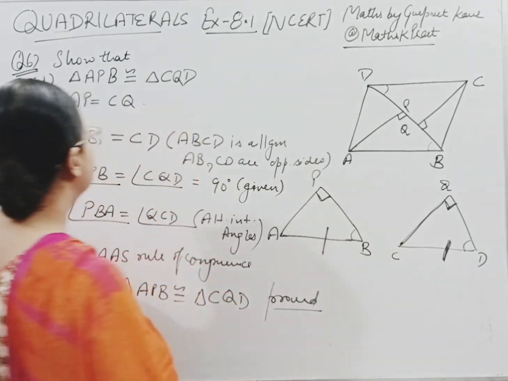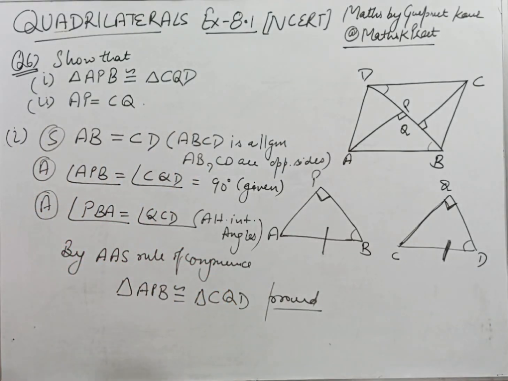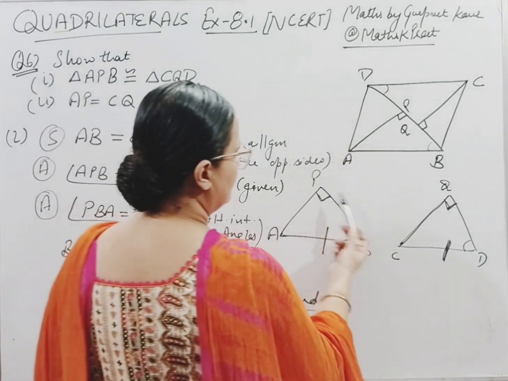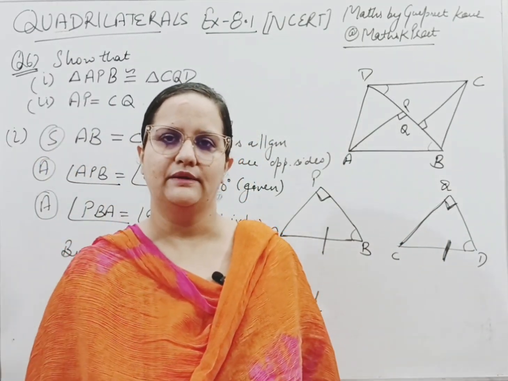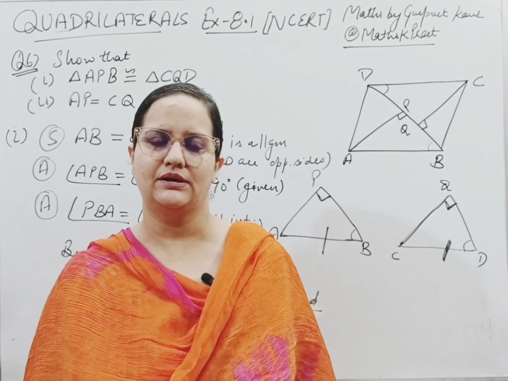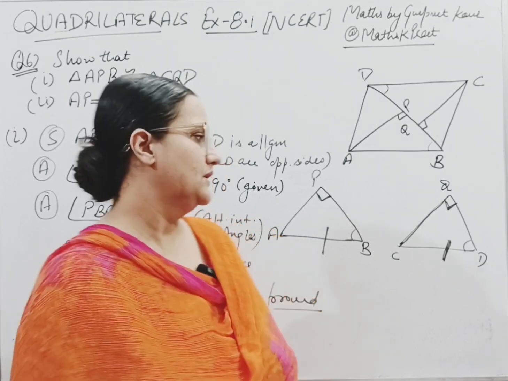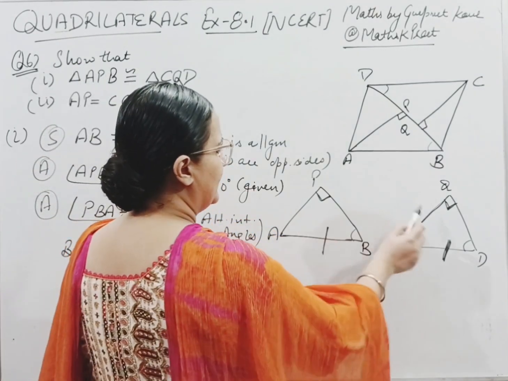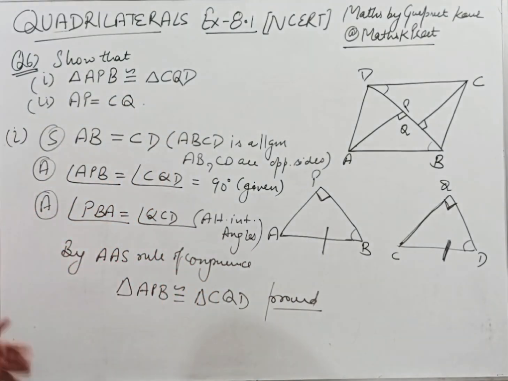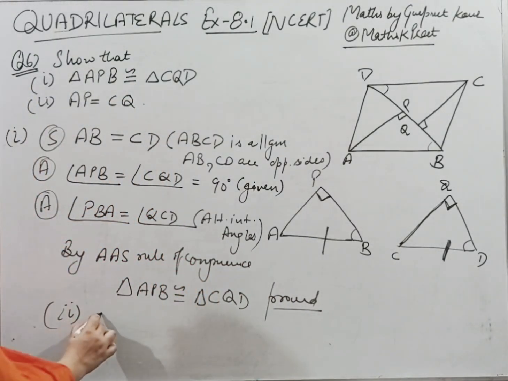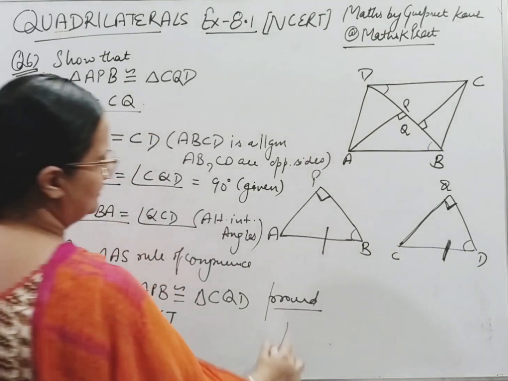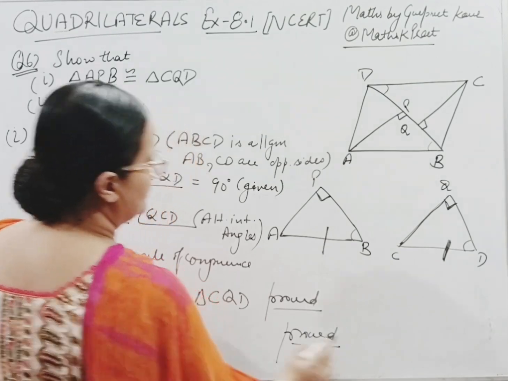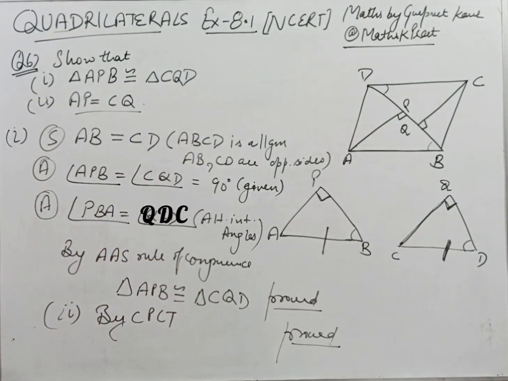In the second part, it is asking us to show that AP is equal to CQ. We have done so many questions. We all know that by CPCT, corresponding parts of congruent triangles, we can write that this side is equal to this side. So I am leaving it for you all. You can write it easily by CPCT. So by CPCT we have this result and this is proved now. So this was the solution for question number 6.